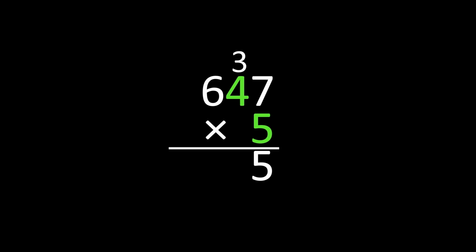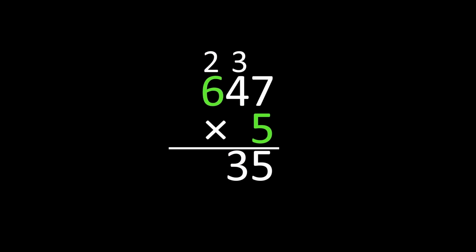5 times 4 is 20, and then we add the 3 that we just carried. So 5 times 4 is 20, plus 3 is 23. So we place the 3 in our solution line, and we'll regroup with the 2. And we place the 2 above the 6 because that's the digit that we're going to be multiplying by next.